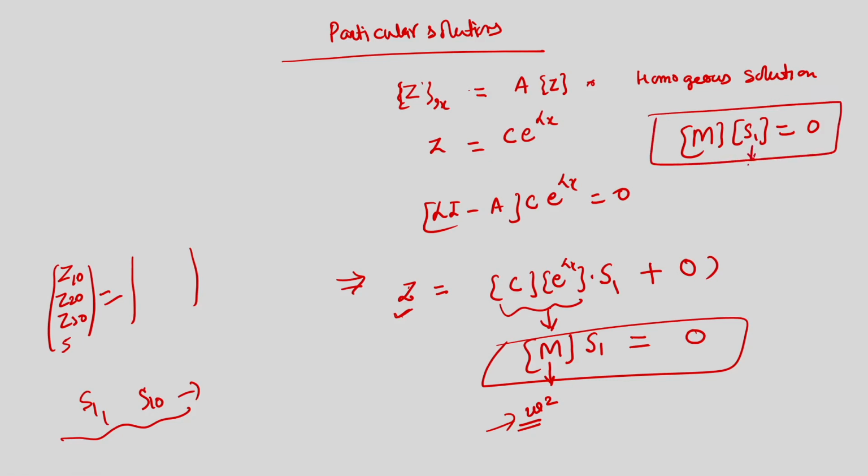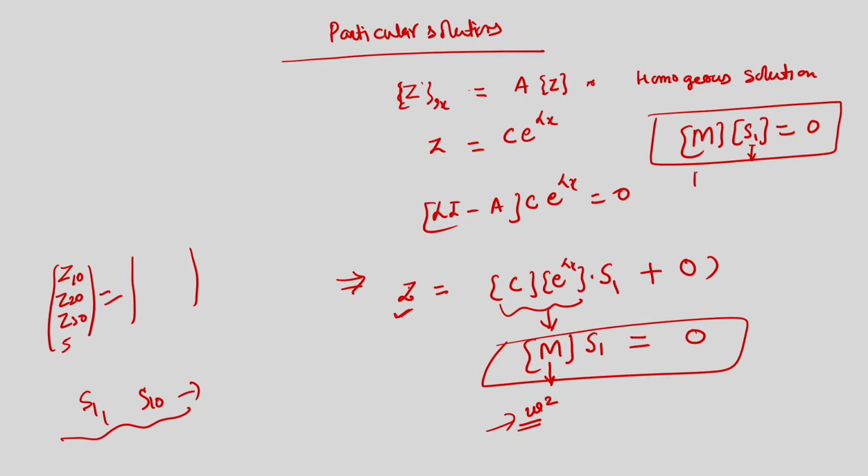So the S1 must be non-trivial. The trivial solution is that S1 is 0. So, if all constants are 0, what is the fun of doing these things? So, S1 cannot be 0. So, we will say that a non-trivial solution is possible only when the determinant of M is going to be 0.